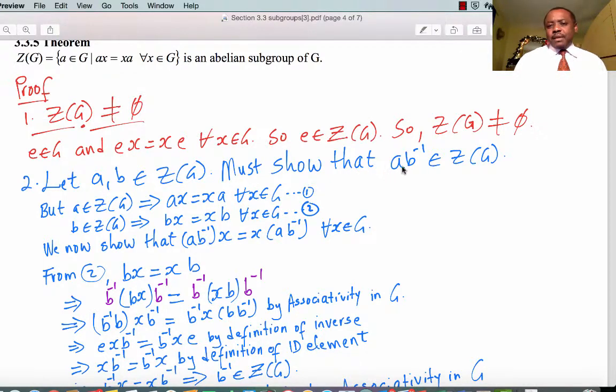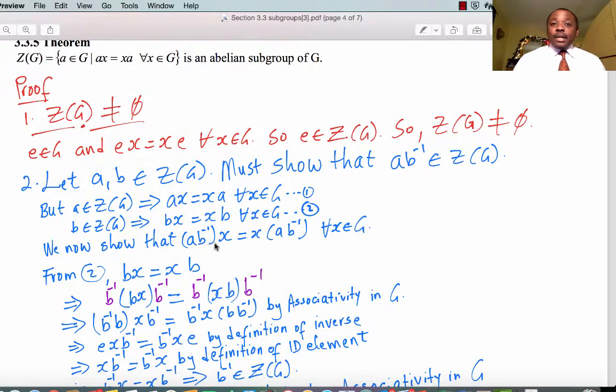Condition 2. Let A and B be elements in Z(G). We must show that AB inverse is an element in Z(G). Now, an element in Z(G) implies that AX equals XA for every X in G. That is how elements in Z(G) are defined. Call that equation 1. B, an element in Z(G), implies that BX equals XB for every X in G. Call that equation 2. We want to show that AB inverse is an element in Z(G). What does that actually mean? We want to show that AB inverse, all of that, times X equals X times AB inverse. That is how elements in Z(G) are defined, and that happens for every X in G. So this is what we want to prove.